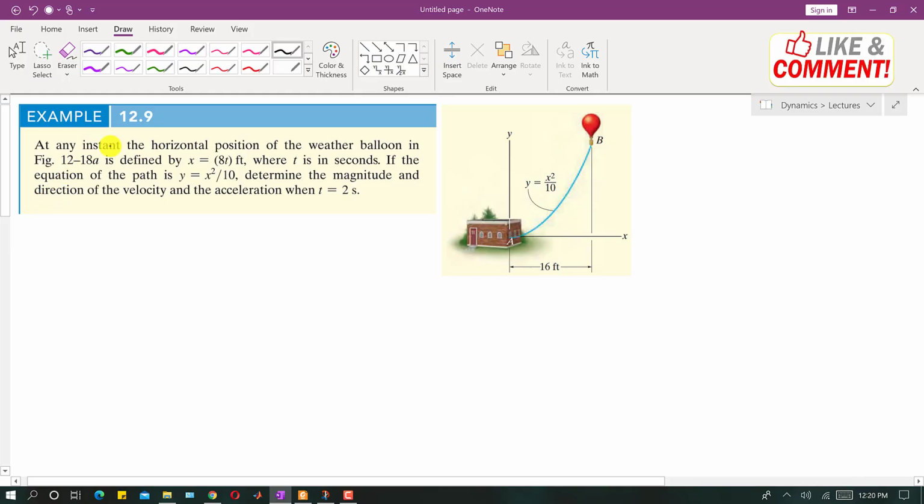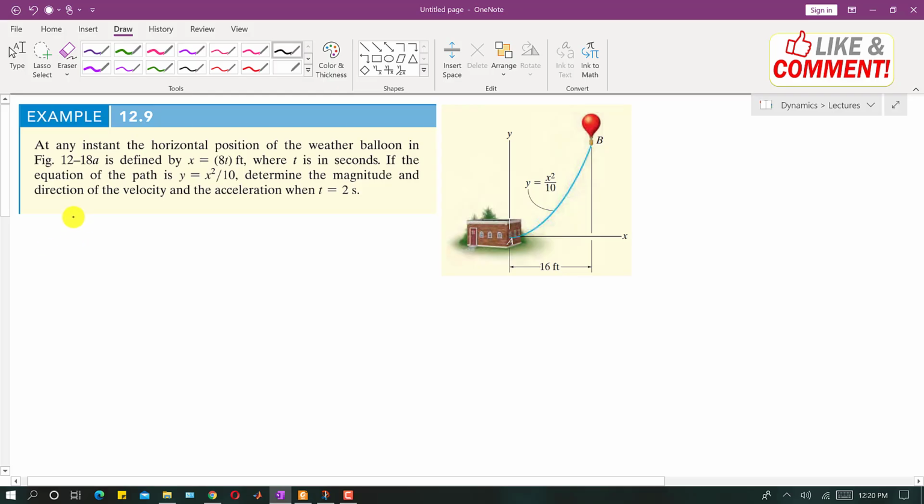Now I am going to solve this example 12.9. This is based on curvilinear motion, that is, the rectangular components. In this problem it is said that at any instant the horizontal position of the weather balloon in this figure is defined by x equals 8t.